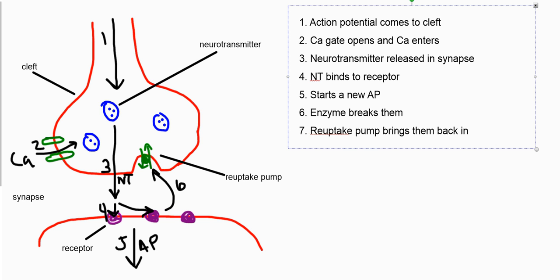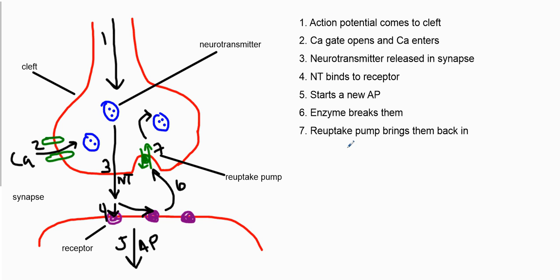So that's going to be, what are we up to? Step number 7, yeah? So that's going to be step number 7 over here. So then they go back into the cell and they return to their starting position. Now we're going to find out later on that what a lot of psychoactive drugs do is they interfere with this process, because as long as they sit here, if they don't get broken down, they'll keep acting, and that tells us a lot about how drugs work.